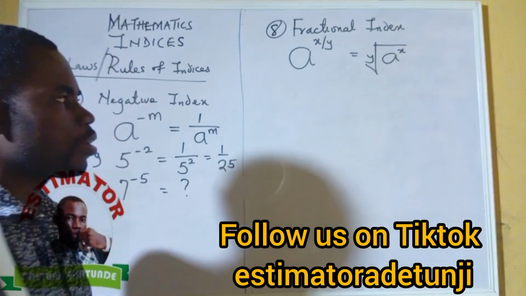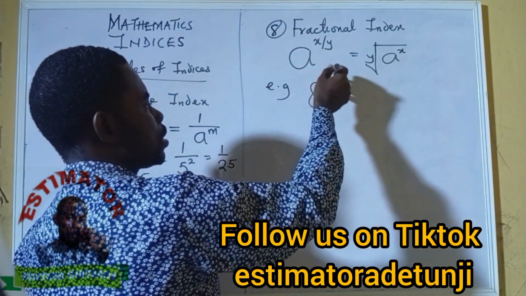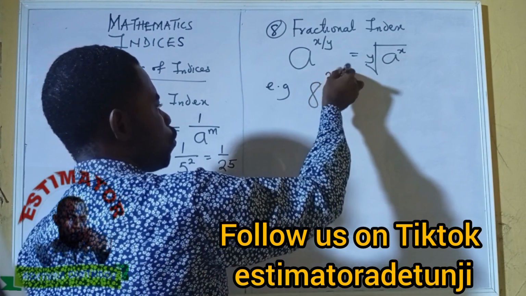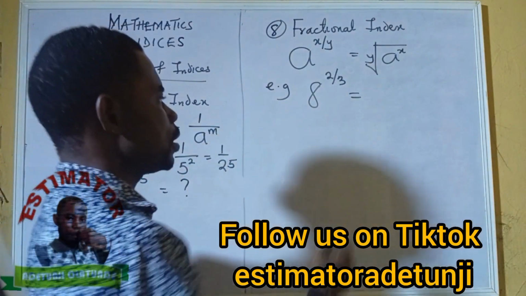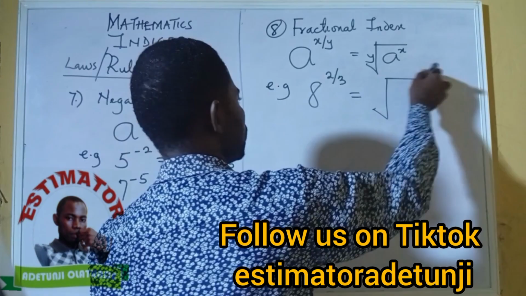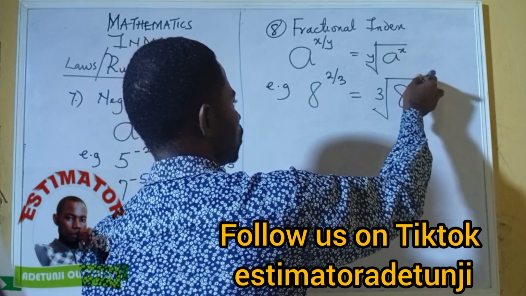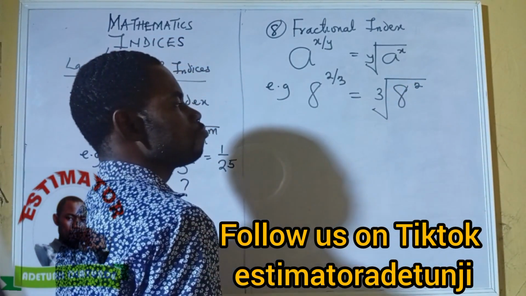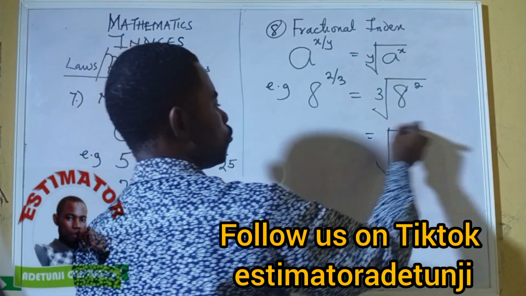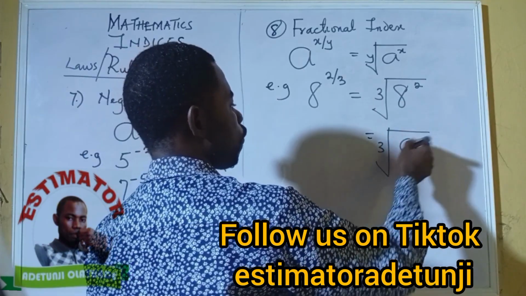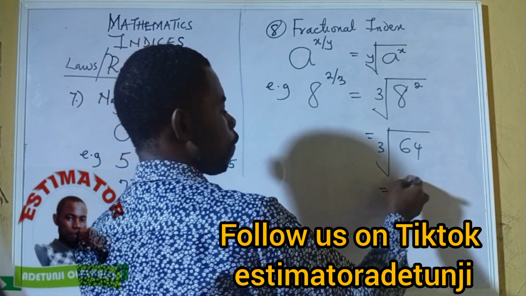Very simple. What am I saying? That if I have, permit me to say, 8 exponential 2 over 3, what will be my result? My result is telling me that I will have the cube root of 8 exponential 2, which means I'm saying the cube root of 64. And you know what the cube root of 64 will give us? That should give us 4.